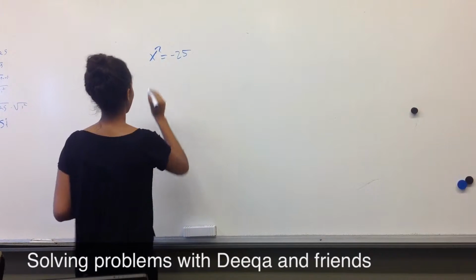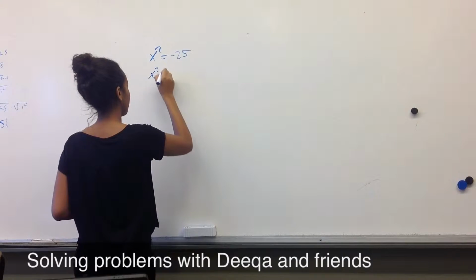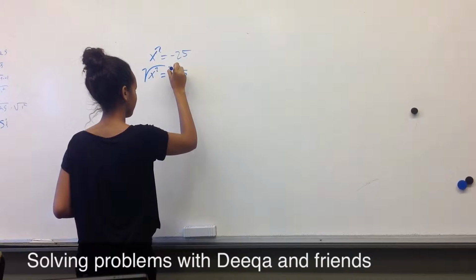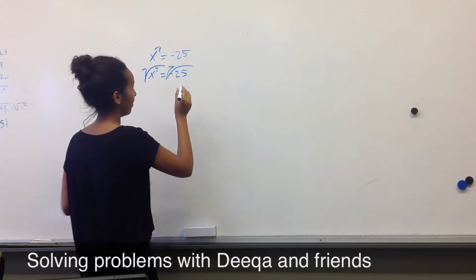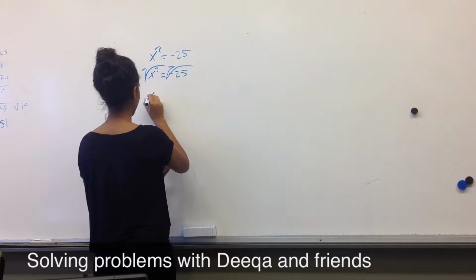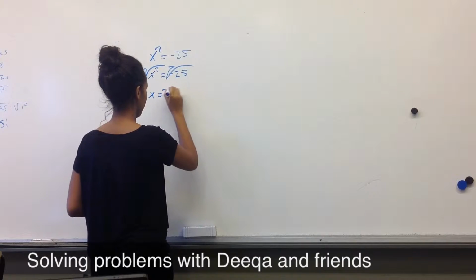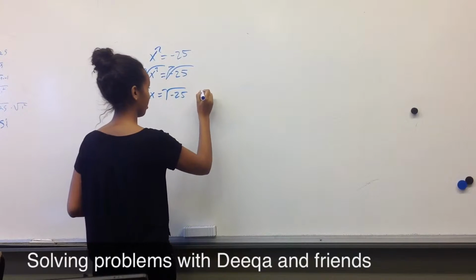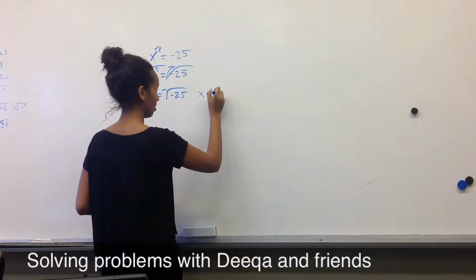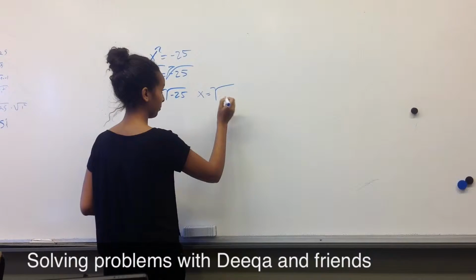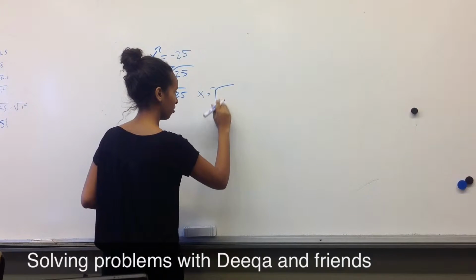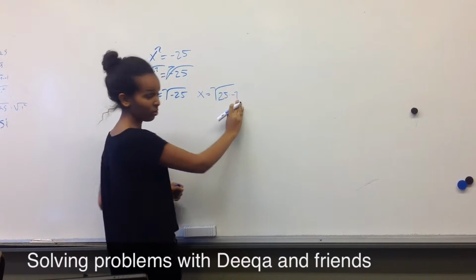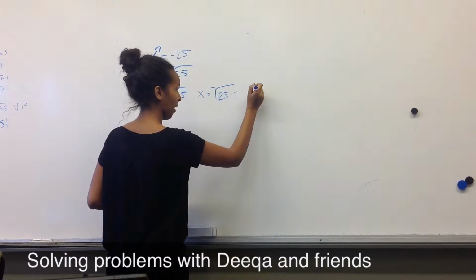And since we want the x alone, we will take the square root of both sides, which gives x equals square root of minus 25. Now this can be rewritten as x equals square root of 25 times minus 1. And the minus 1 comes from i squared.